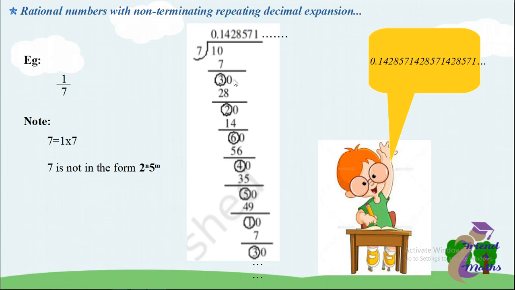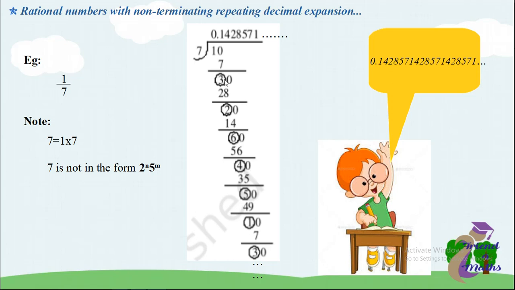The remainder is 3. Adding the 0, we get 30, and 7 will go in 30 for 4 times. 4 into 7 equals 28. The remainder is 2, and adding the 0 again, we get 20. 7 will go in 20 for 2 times, that is 2 into 7 is 14, and the remainder will be 6. Adding the 0, we get 60. 7 will go in 60 for 8 times, that is 8 into 7 equals 56, and here we get 4 as the remainder.